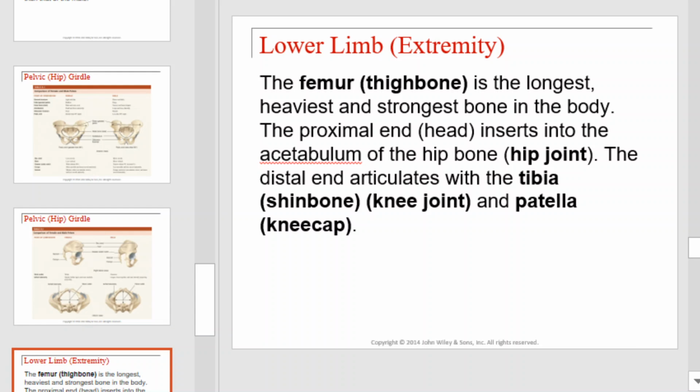The lower limb extremity. The femur, or thigh bone, is the longest, heaviest, and strongest bone in the body. The proximal end, or head, inserts into the acetabulum of the hip bone, creating a hip joint. The distal end articulates with the tibia, also known as the shin bone, and is covered by the patella or kneecap.